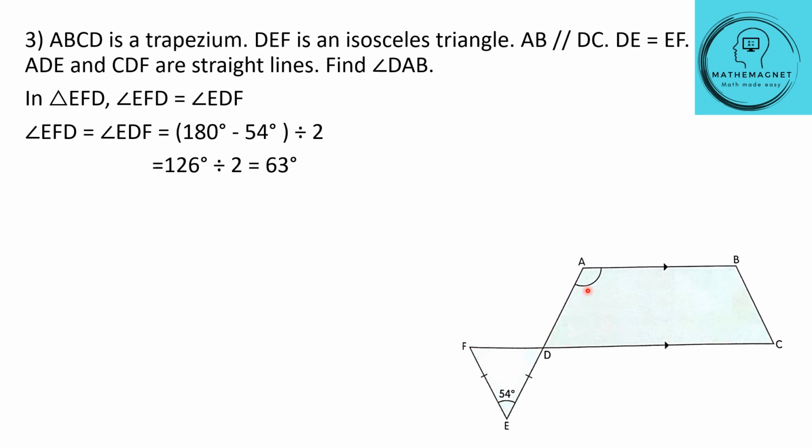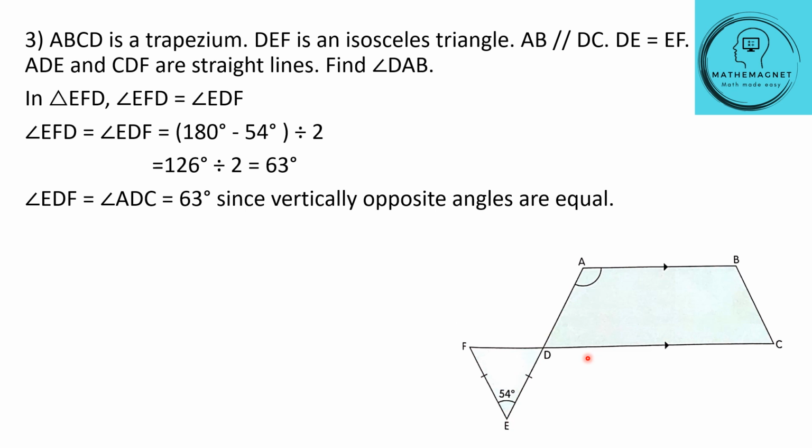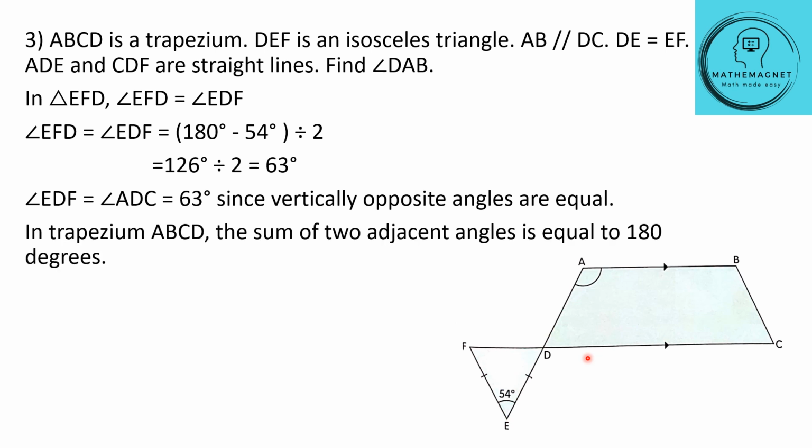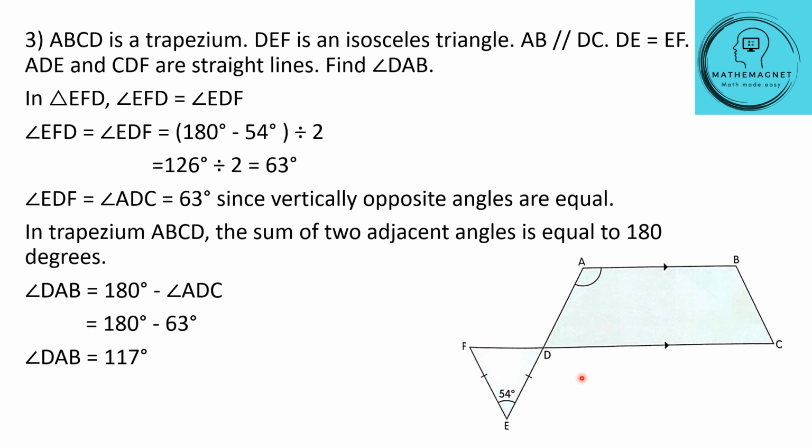Now we know line ADE is a straight line, which means angle EDF will be equal to angle ADC, since they are vertically opposite angles, and angle ADC will now be equal to 63 degrees. Now we will come to the property of trapezium. In trapezium ABCD, the sum of two adjacent angles is equal to 180 degrees. So now we know angle ADC is 63, so angle DAB will be equal to 180 minus 63, which is equal to 117. So the unknown angle DAB will be equal to 117 degrees.